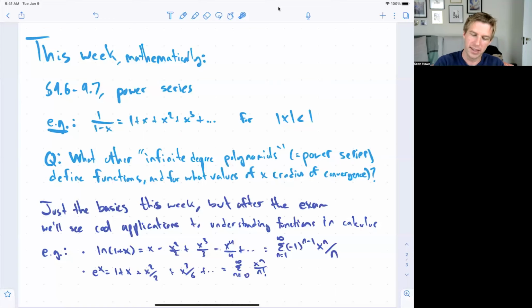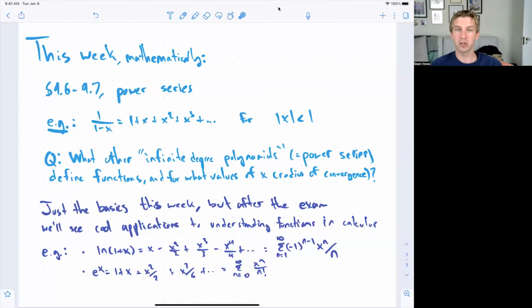So if I wanted to differentiate 1 over 1 minus x, maybe I could just differentiate this term by term. So I'd get 0 plus 1 plus 2x plus 3x squared and so on. And the crazy thing is that this really works. So somehow I reduce integrating or differentiating this complicated function to something that looks like differentiating or integrating a polynomial, at the price of my polynomial having infinite degree.